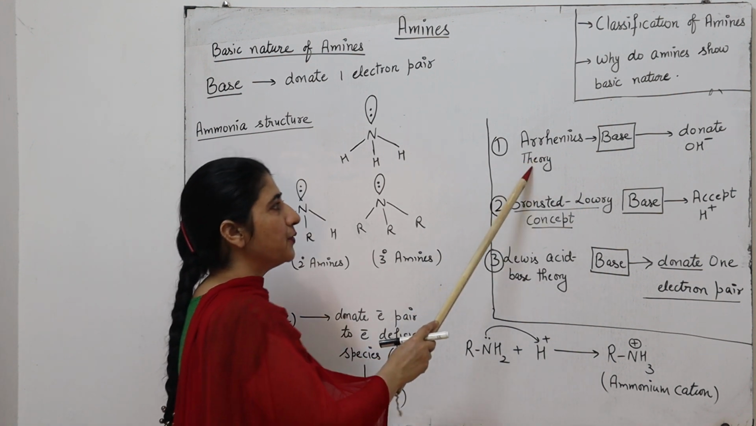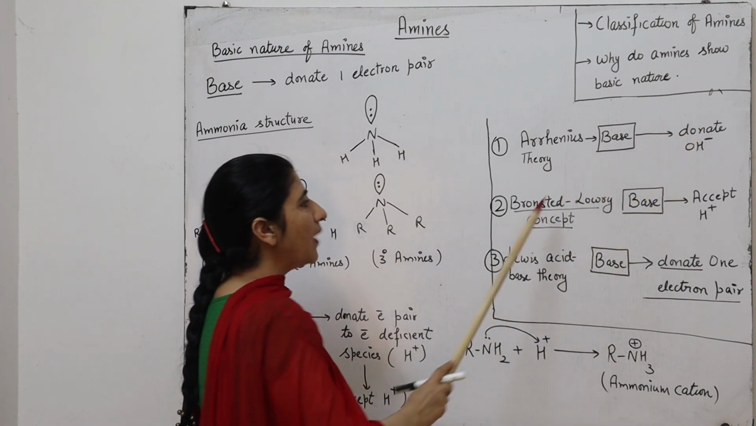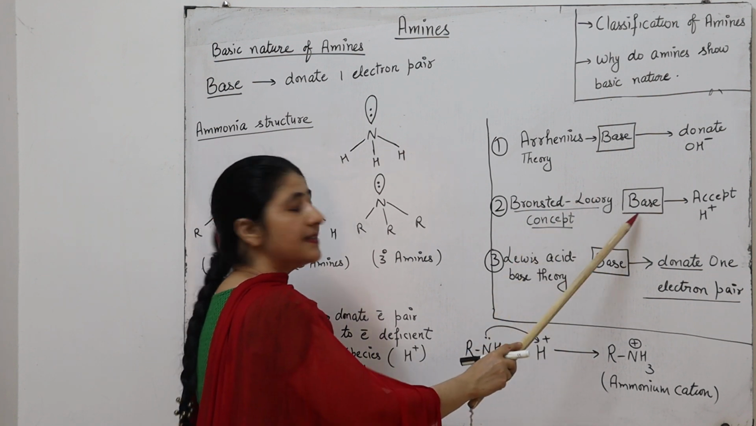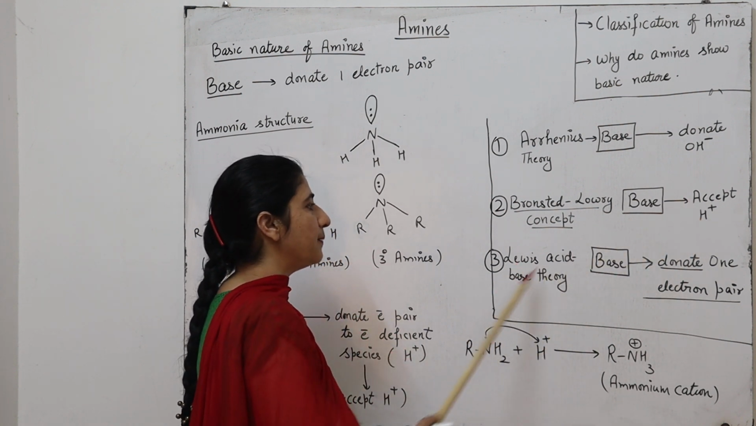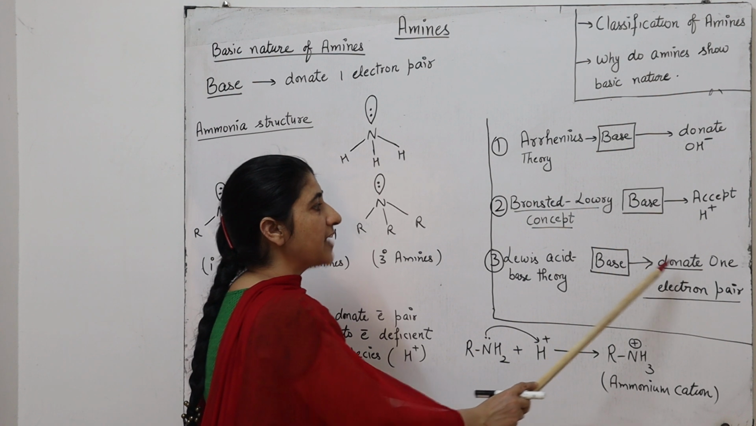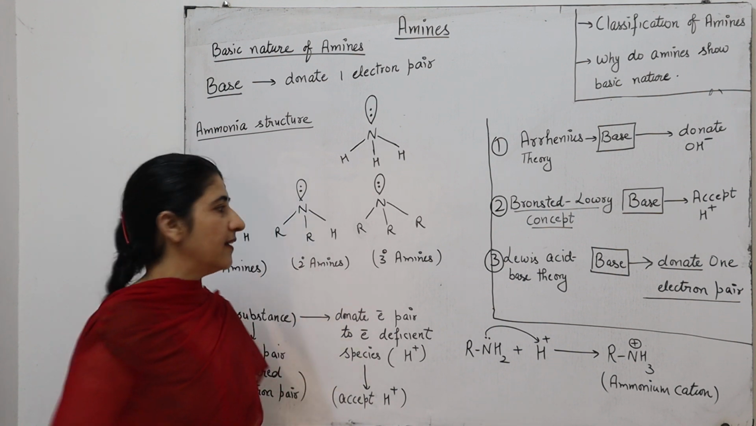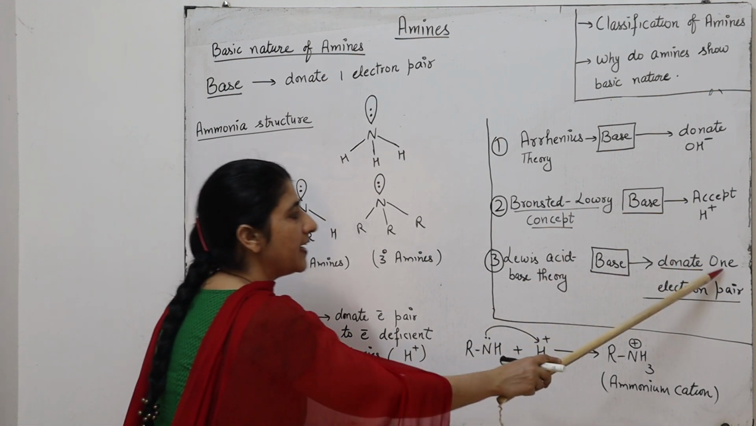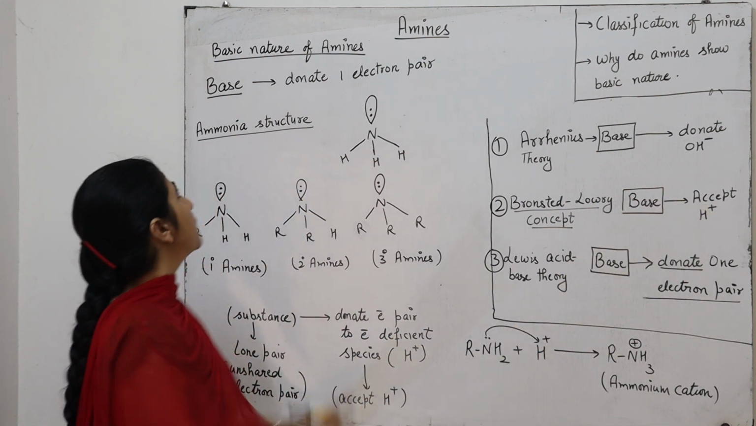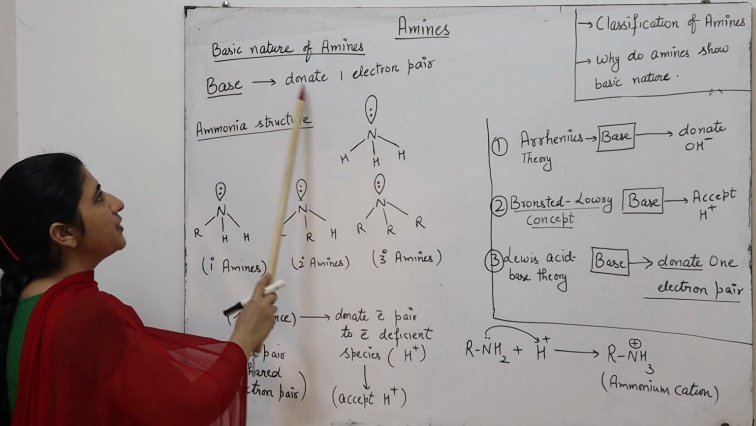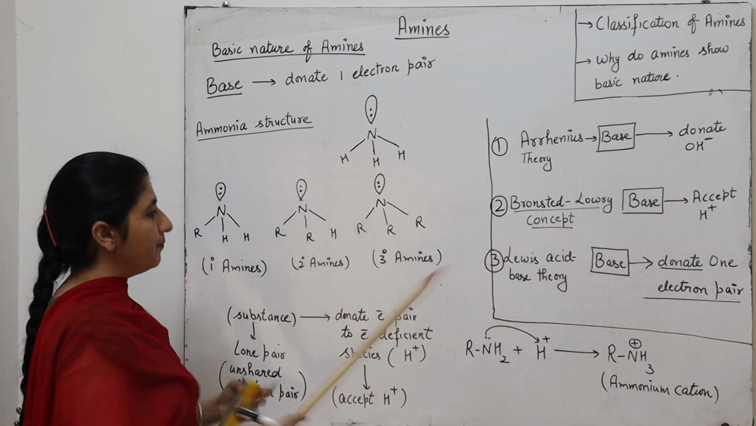According to Arrhenius theory, a base is a substance which can donate OH negative. The second one is the Bronsted-Lowry concept: a base is a substance which can accept H positive ions. And according to Lewis acid base theory, a base is a substance which can donate an electron pair. So in this case we will consider a base as a substance which can donate an electron pair or which can accept H positive ions.